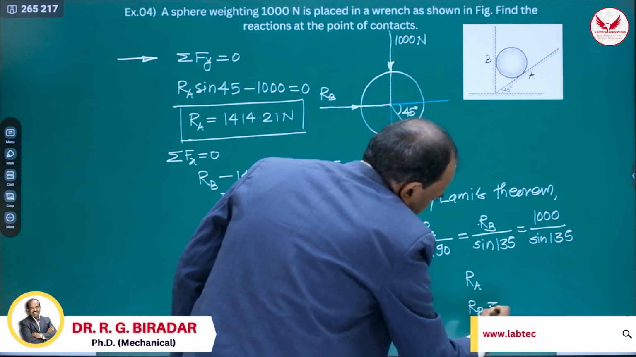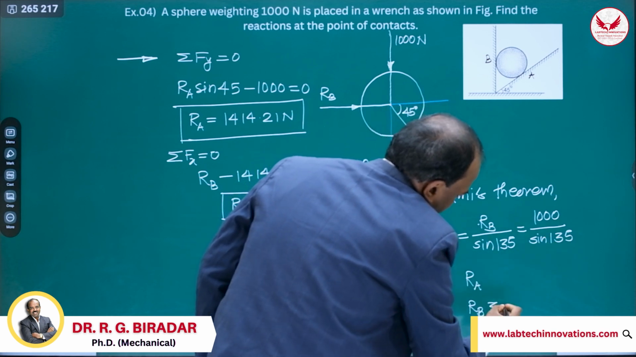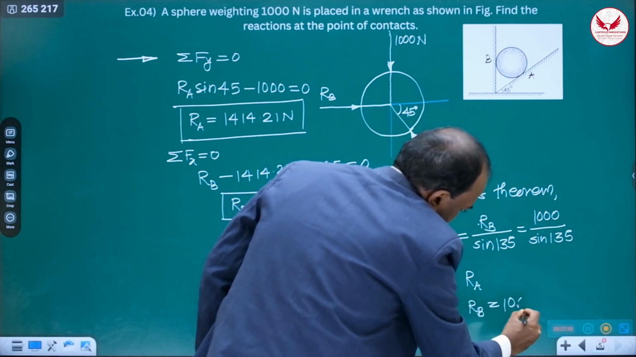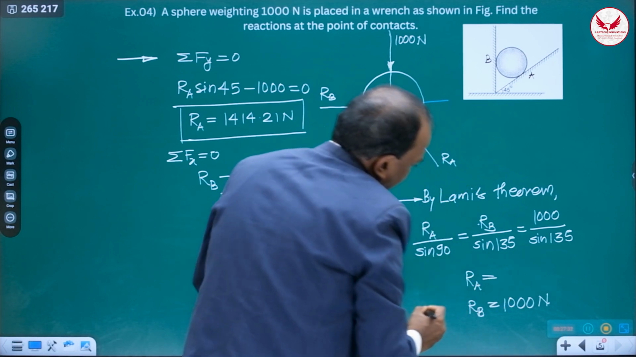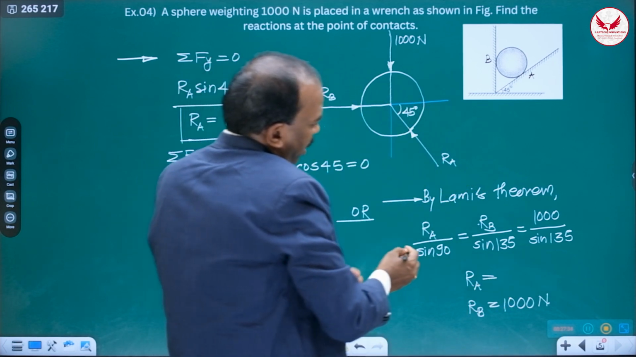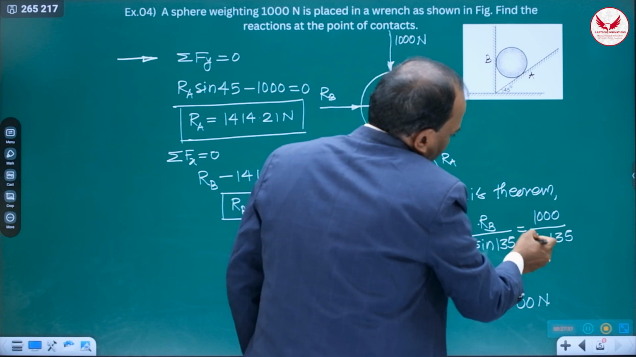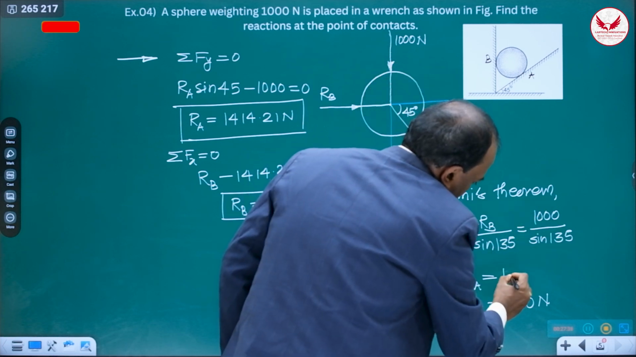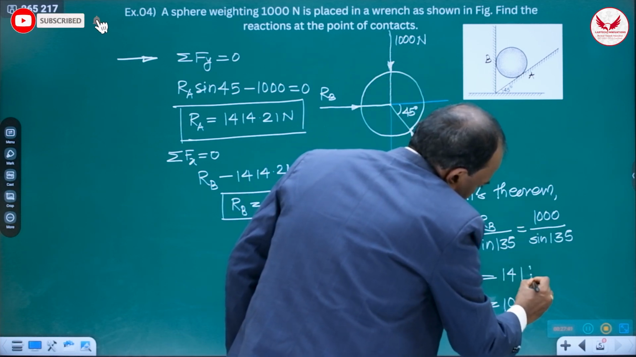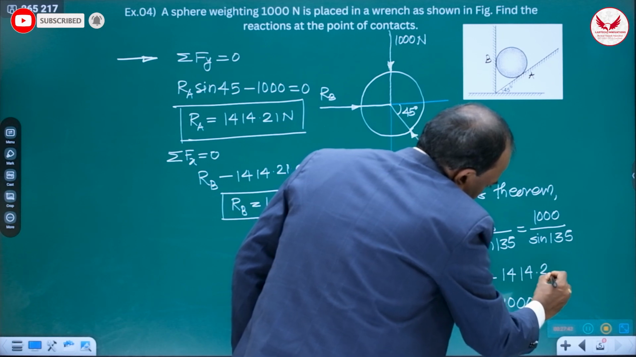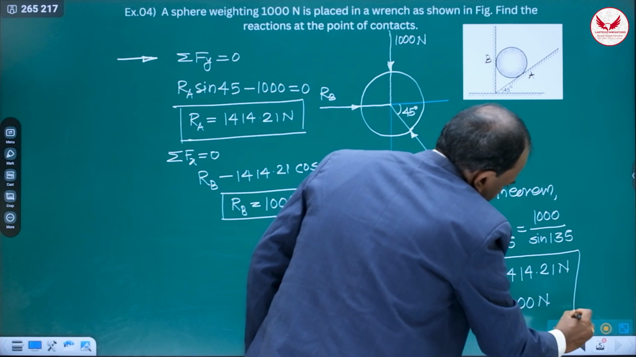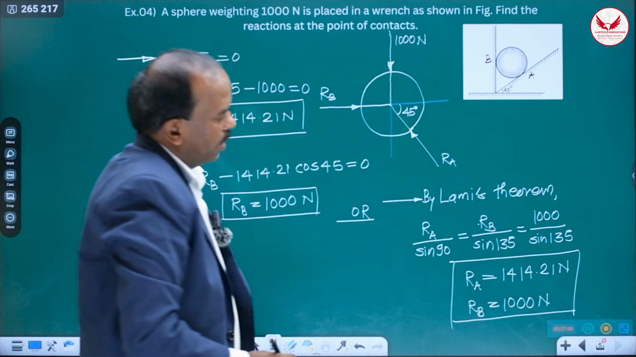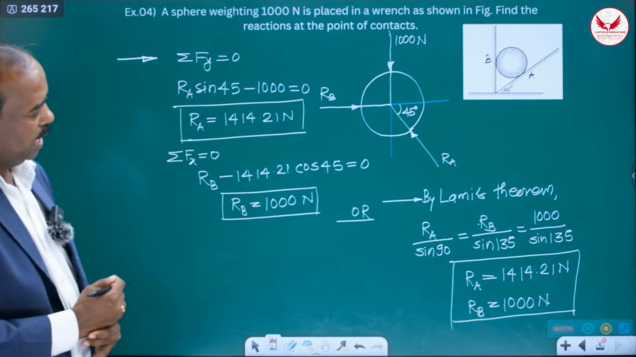For the RB value, the denominator is the same, means the numerator must be the same, 1000 Newton. And for RA, if we make this calculation, sine 90 is 1, so 1000 by sine 135 is going to be 1414.21 Newton. Finish. This is the answer. And see, by both ways we get the same answer.